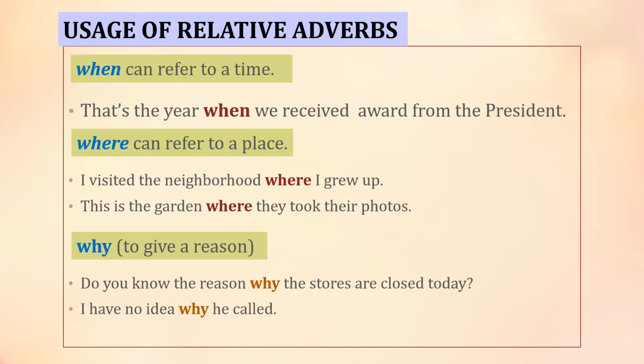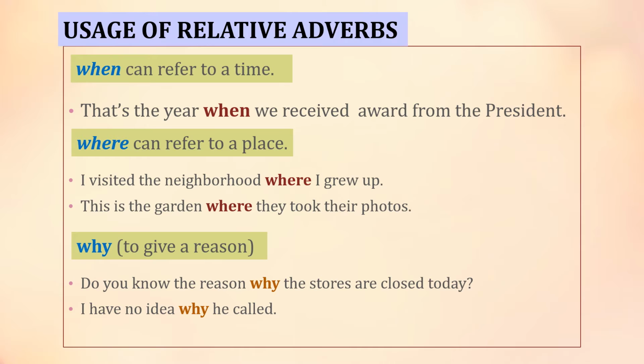When refers to a time. It allows us to understand the time in which an action took place. For example, that's the year when we received the award from the president. Here when denotes the time of the year when the award was received.